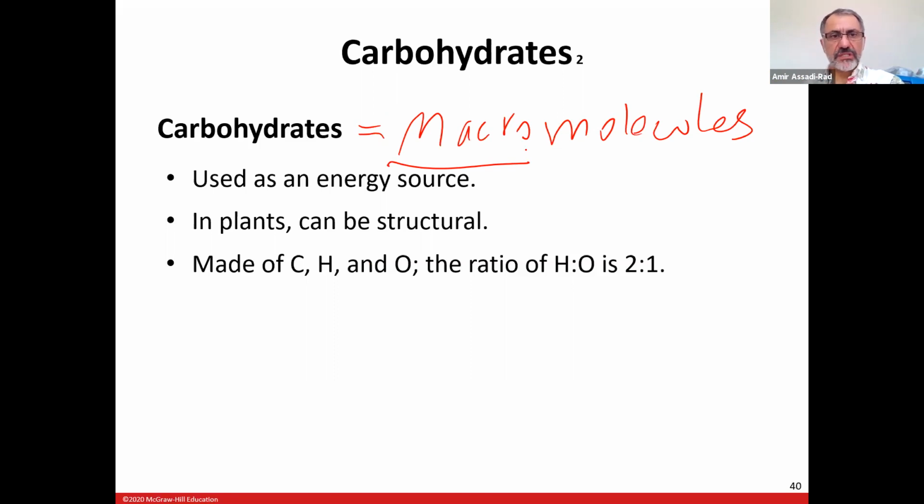Used as an energy source in plants, can be structural. Very, very important, make sure you know this: made up of carbon, hydrogen, oxygen. Carbohydrates do not have nitrogen. And your text is giving you the ratio of hydrogen to oxygen as 2:1.